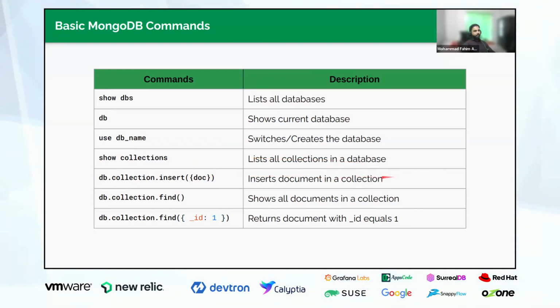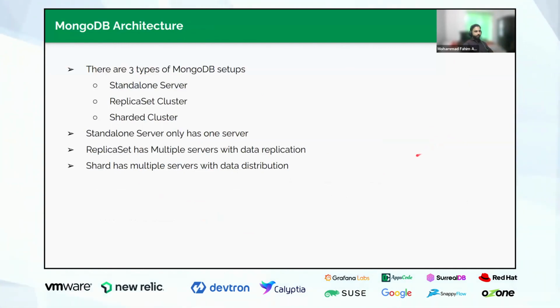And if you want to insert a document in a collection, you just put db.collectionname.insert and the document. If you want to show all the documents in a collection, you just have to use db.collection.find. It will return all the documents in the collection. Then if you want to search for data, you can use the find command to find specific data. So that's all the basic commands for MongoDB. We will see all those when we deploy our database.